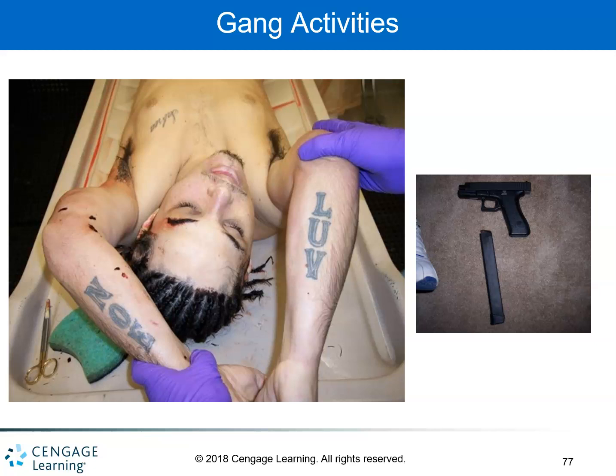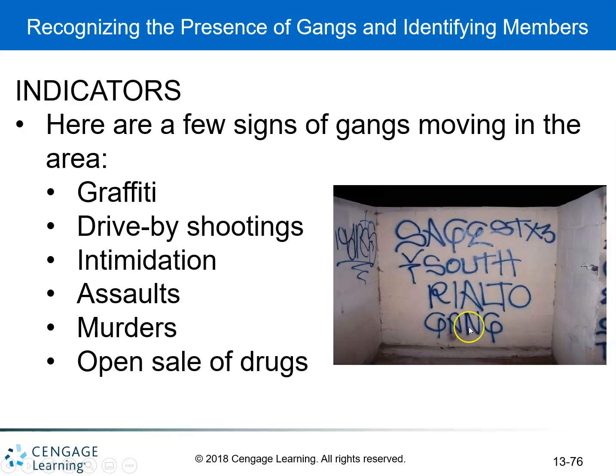If you recall, this is going to be part two of chapter 13, where we were covering the challenge of gangs. And we had just finished up talking about some signs, indicators, that you might see of gangs moving into the area. And we talked about graffiti and drive-by shootings, intimidation, assaults, murders, open sale of drugs.